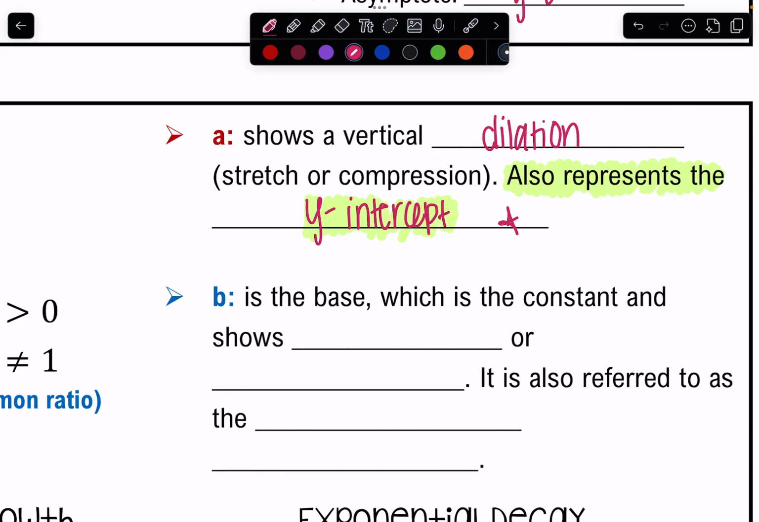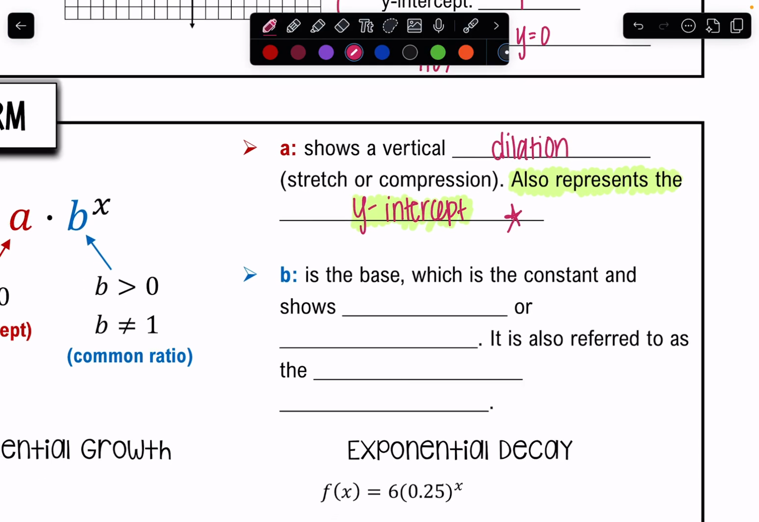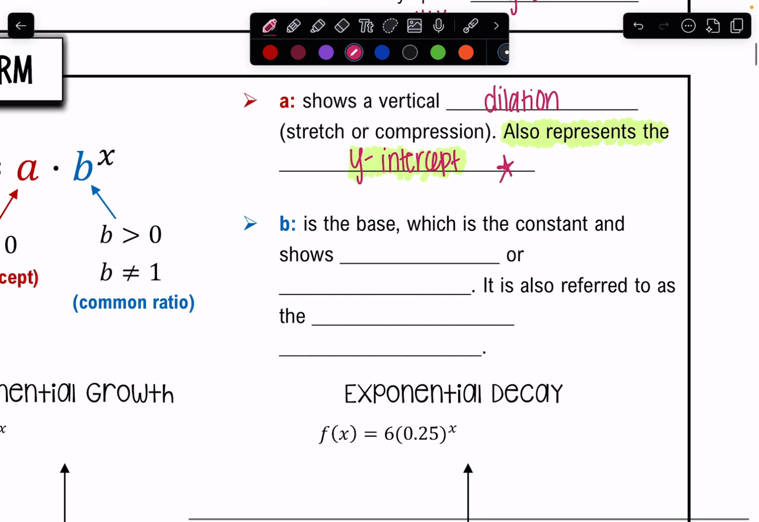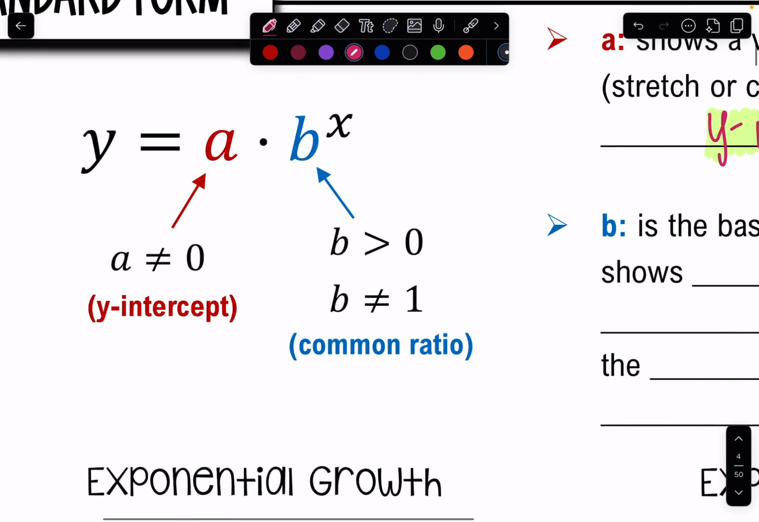So if I were you, I would star that, circle that, highlight that, put it on your flashcard, put it somewhere. That's very important to memorize. That is our y-intercept, okay? So, and that's the number in front.